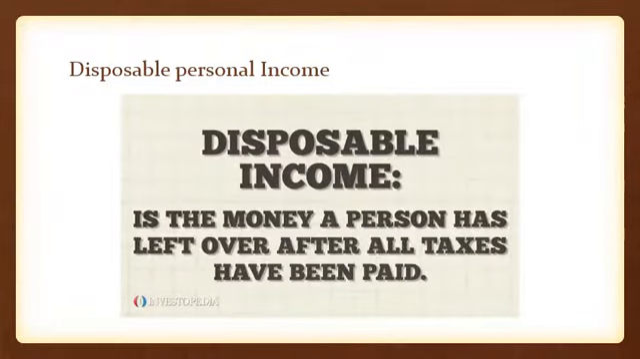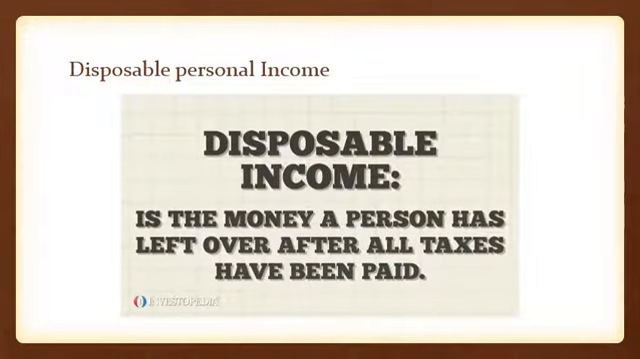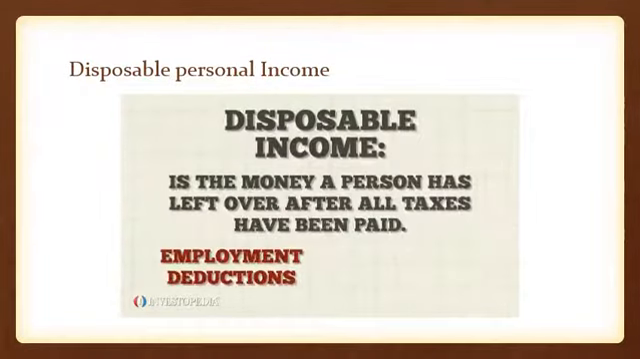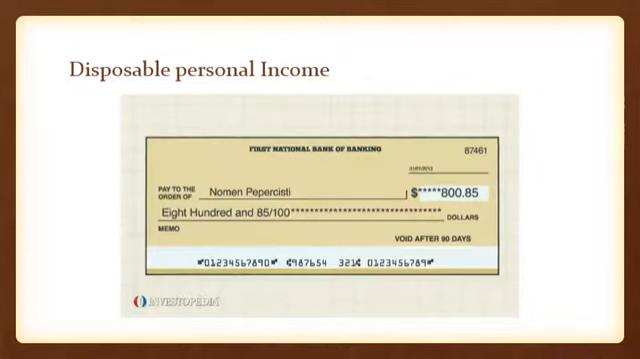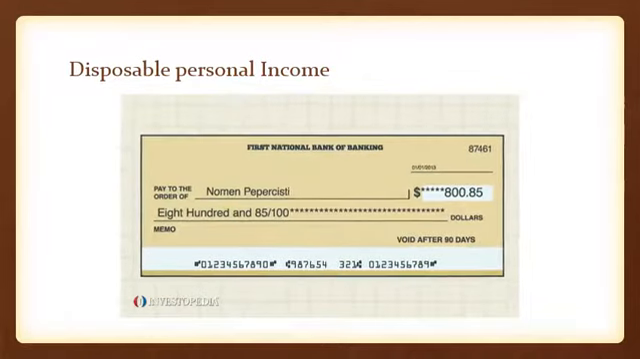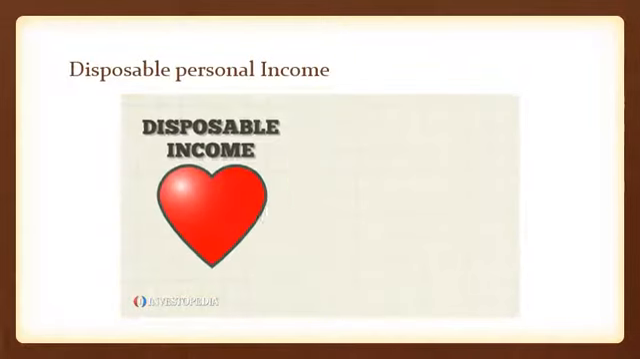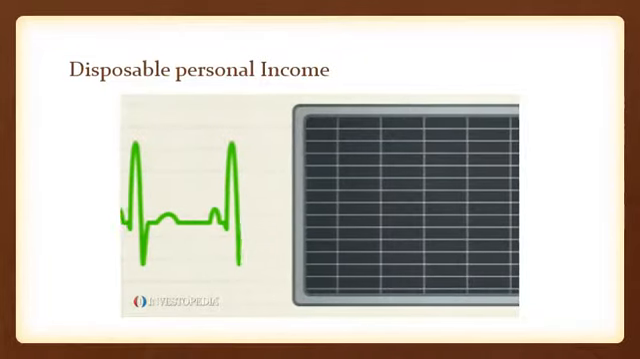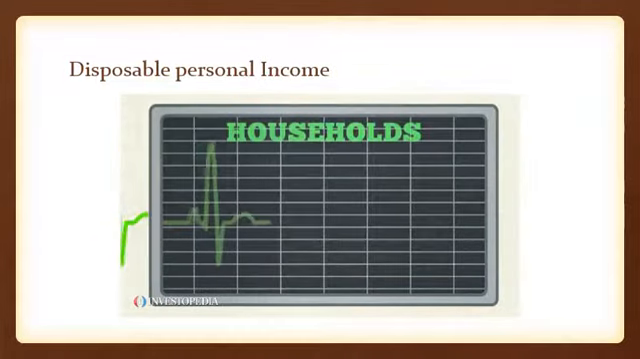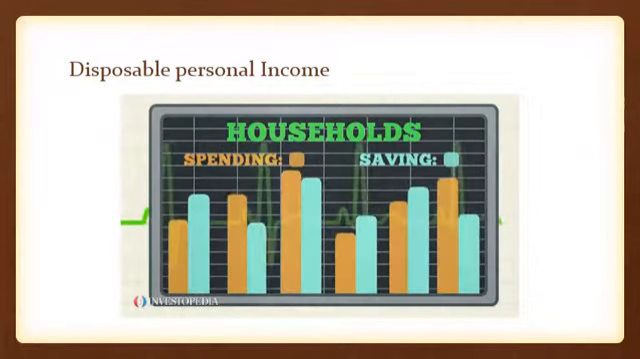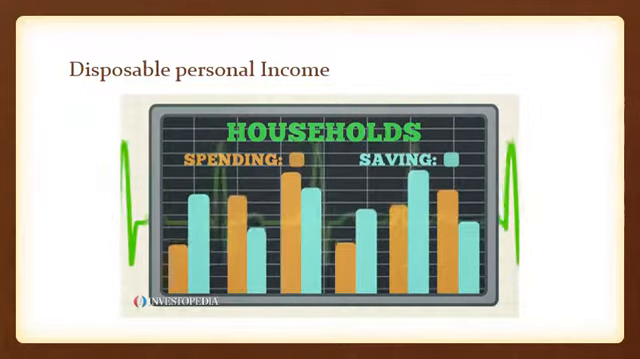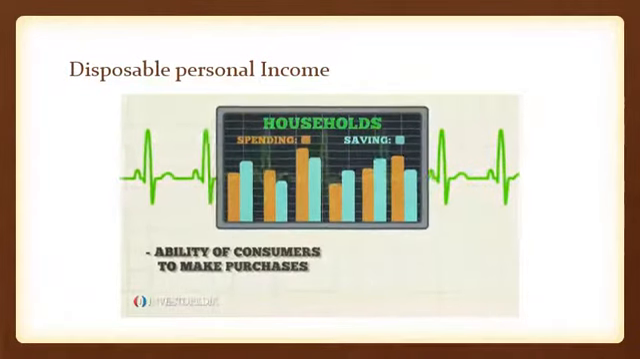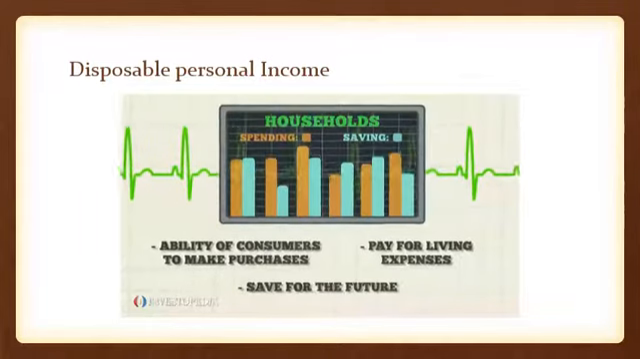Disposable income is the money a person has left over after all taxes have been paid. Other deductions that may affect the amount of disposable income are employment deductions for things like health insurance. For most people who receive a paycheck, disposable income is the net amount they receive in their check. Disposable income is an important term in economics because it is a key indicator used to measure the health of the economy. Disposable income is what economists use to monitor how much households are spending and saving. It is from this pool that analysts and economists can understand the ability of consumers to make purchases, pay for living expenses, and save for the future.